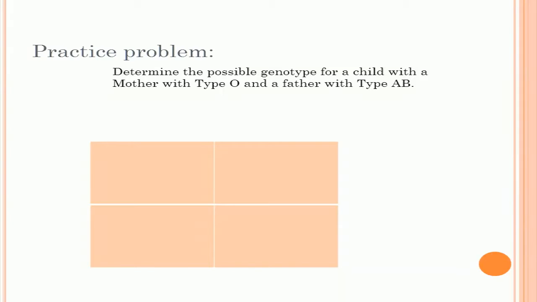Using the information you've just learned about blood types, try using a Punnett square to determine the possible genotype for a child with a mother having type O blood and a father having type AB blood. Pause the video here and resume once everyone has found an answer.